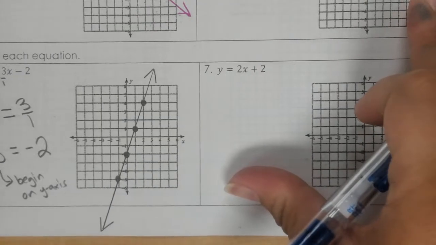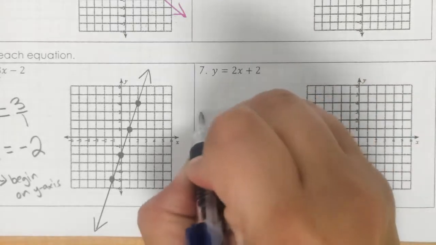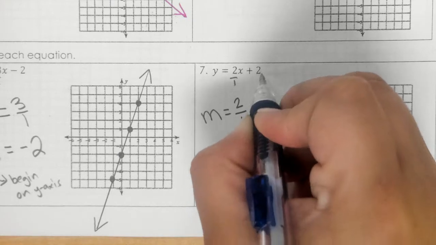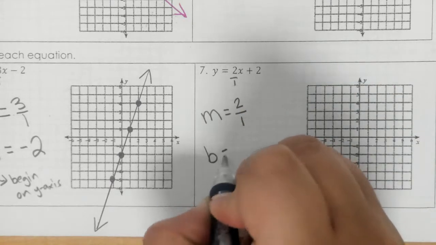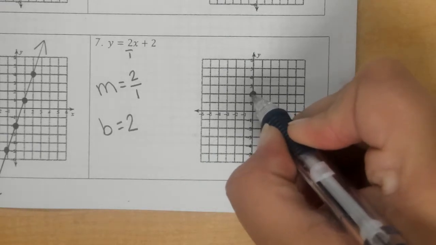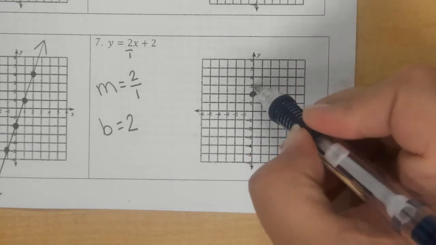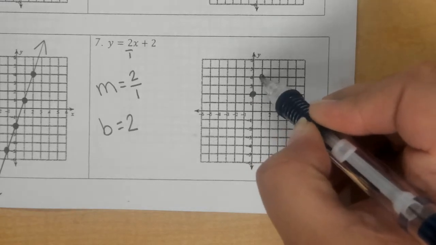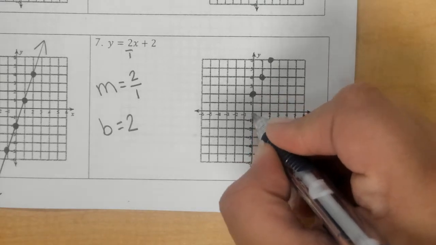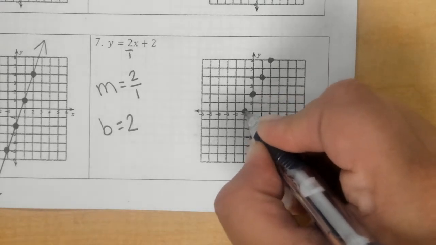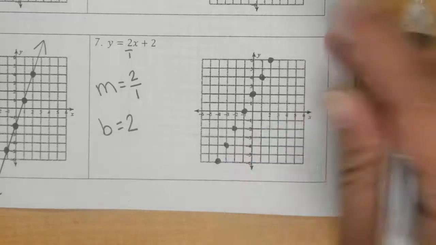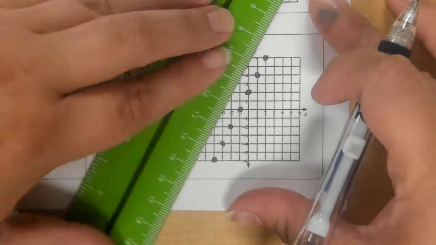Okay, and then for number 7, this is also slope-intercept form. So m is 2 over 1 in front of the x, and this is your b. So we are going to start at 2, and then we are going to go up 2, right 1, up 2, right 1. And then we can also go down 2, left 1. And then from there, we go ahead and draw our line.